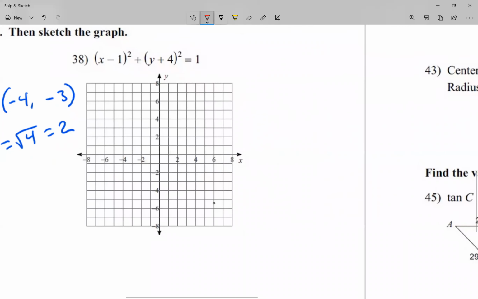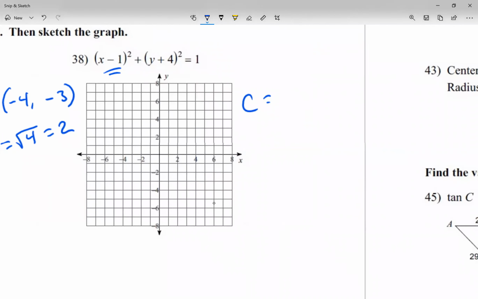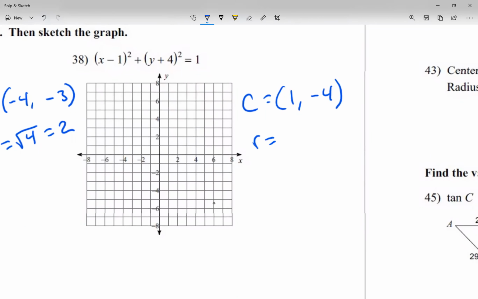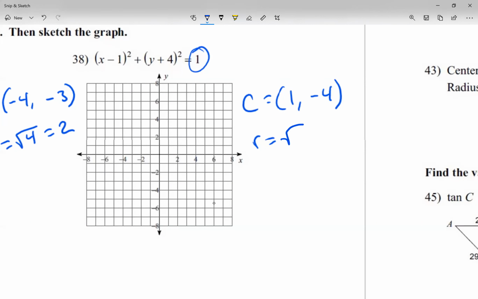Looking at question number 38. For the center, remember I used the X and the Y values. I just switched the sign. So the coordinates of the center are +1, -4. Notice again that I switched the sign. For the radius, I use the last number, the number by itself, but I'm going to do the square root of such number. So I'm going to do the square root of 1. Right? The square root of 1 is 1.